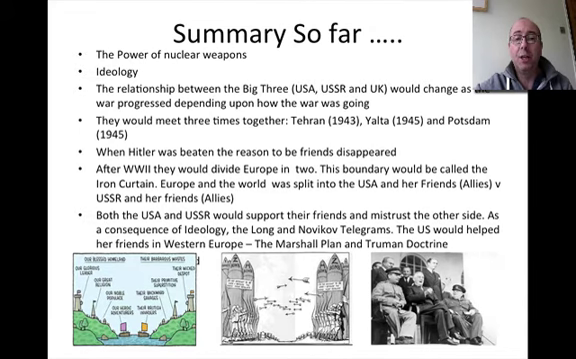Both the USA and USSR would support their friends and mistrust the other side. As a consequence of ideology, the Long and Novikov telegrams that we've already looked at, and then the Americans and the help that they gave people in the West would help Western Europe recover, and this was the Marshall Plan and the Truman Doctrine that you studied last time. The Cold War is getting colder.